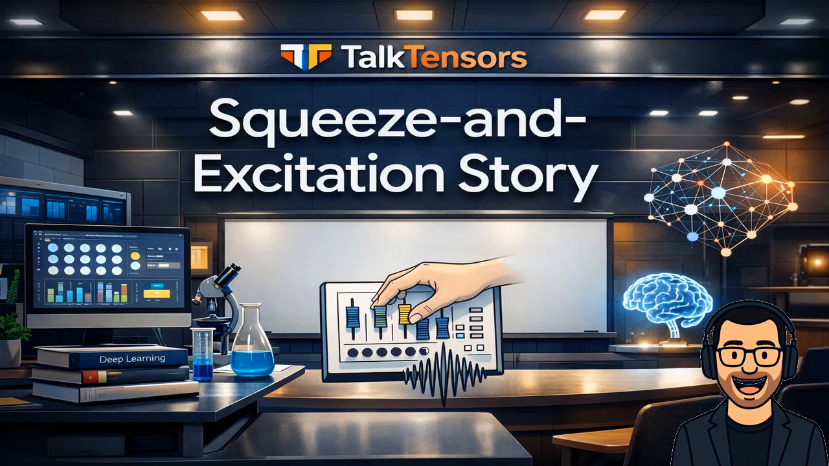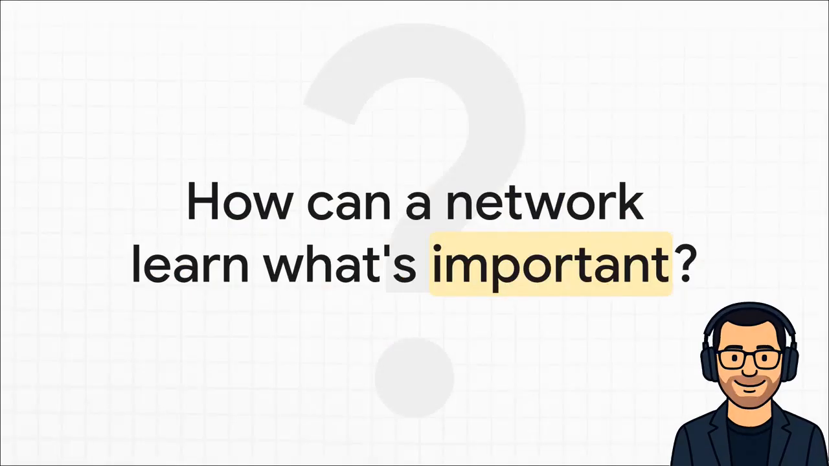Welcome to The Explainer. Today, we're diving into a paper that really changed the game for computer vision models, all by asking one simple but powerful question. And that question right there is the whole idea behind the Squeeze-and-Excitation Networks paper. It was a breakthrough that gave AI a new way to focus its own attention. All right, let's get into it.